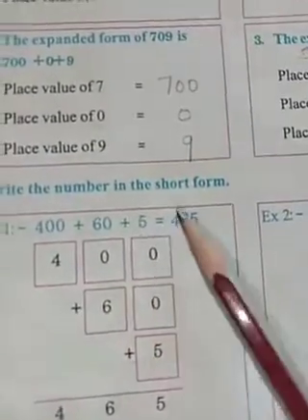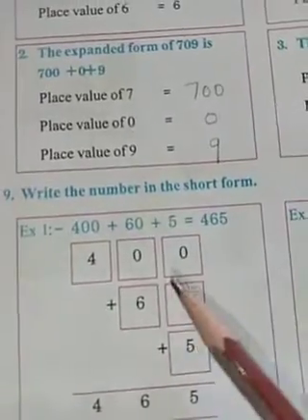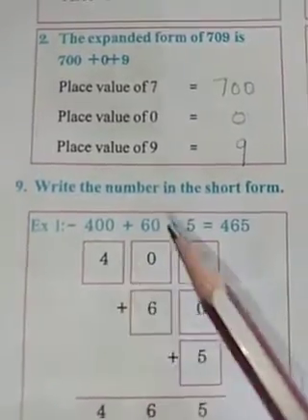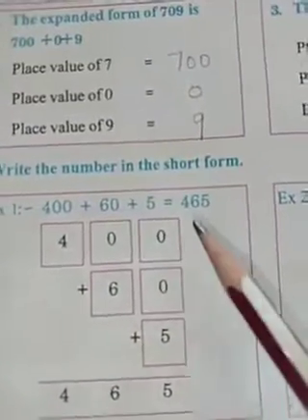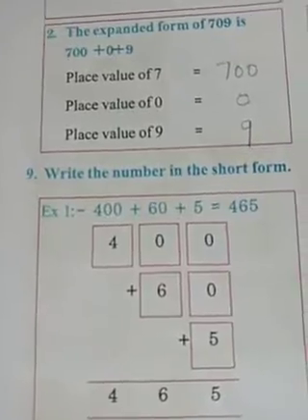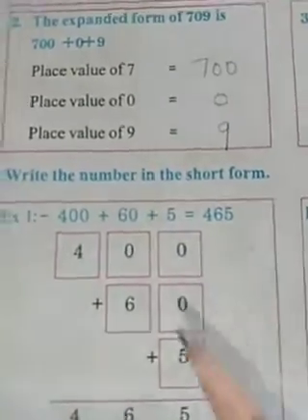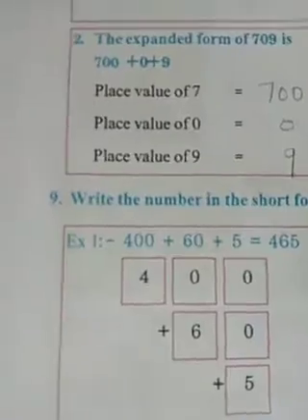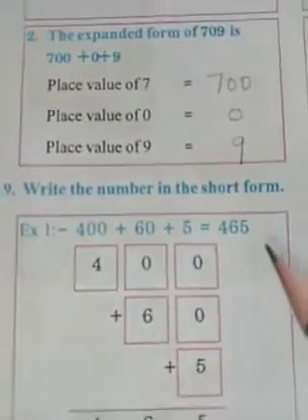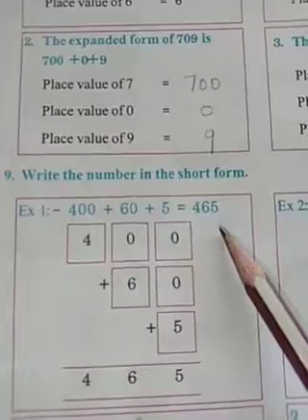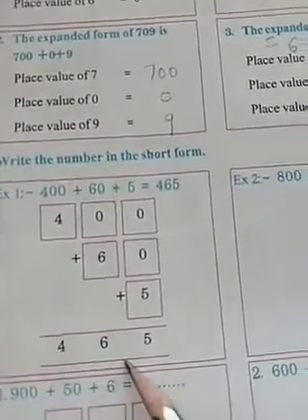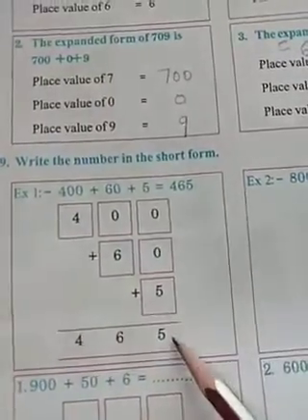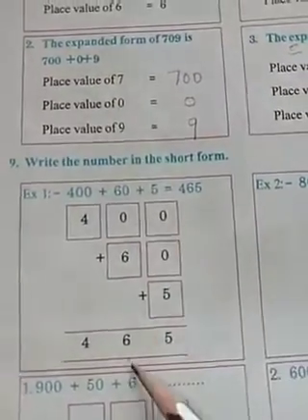Write the number in the short form. Here, giving 400 plus 60 plus 5. 400 plus 60 plus 5 equals 465. Do you understand? 5, plus 6, 4. 465.